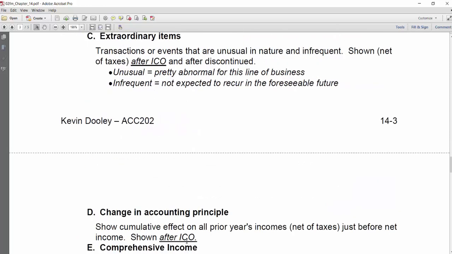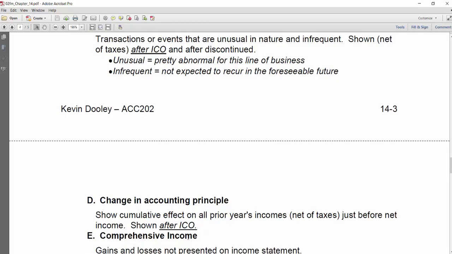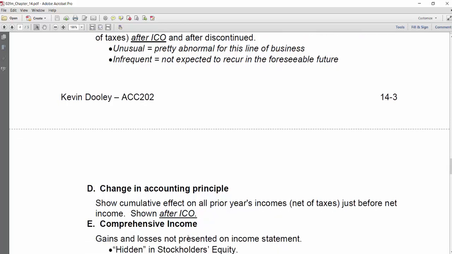A change in accounting principle involves changing the way we do accounting for an important thing such as inventory or taxes or so forth. What's needed then is to show the cumulative effect of that change on all your prior years' income, and that's also shown after income from continuing operations.